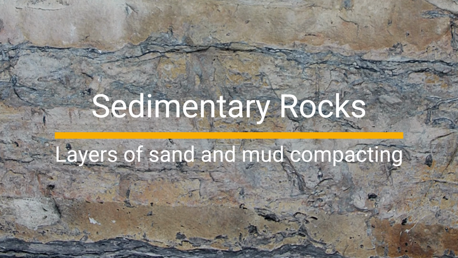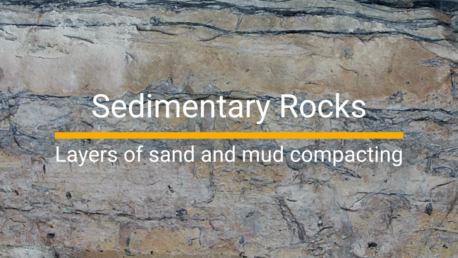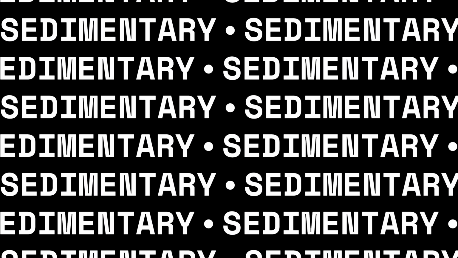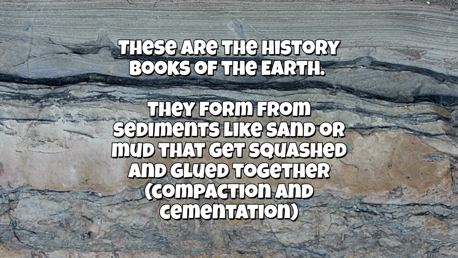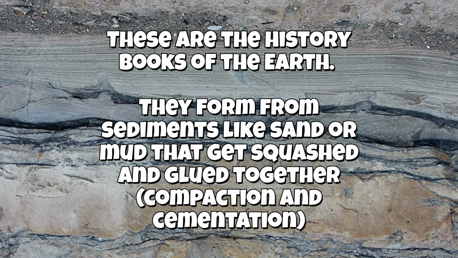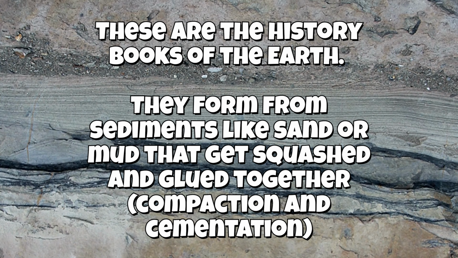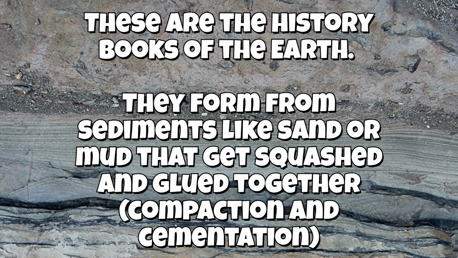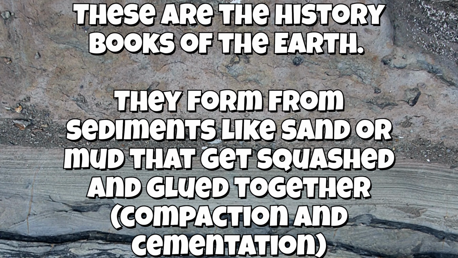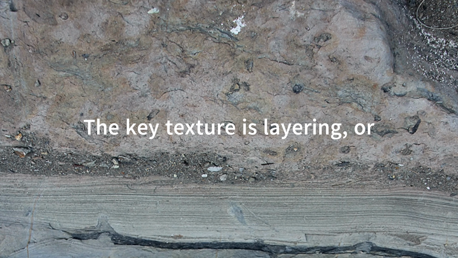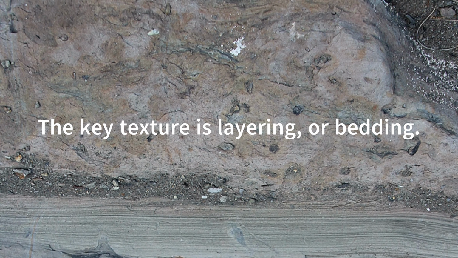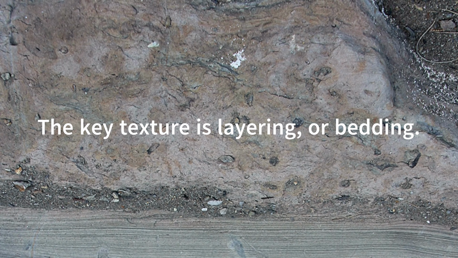Sedimentary rocks, layers of sand and mud compacting. Sedimentary. These are the history books of the Earth. They form from sediments like sand or mud that get squashed and glued together. Compaction and cementation. The key texture is layering, or bedding. They usually have a soft texture and clearly show the grains that were cemented together.